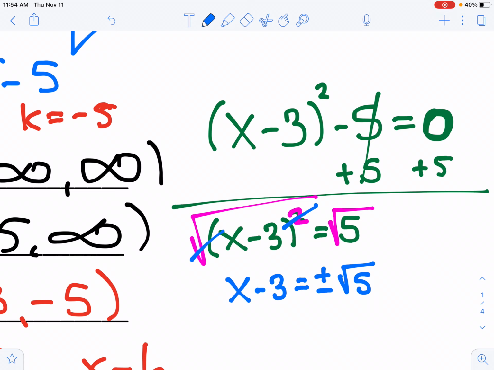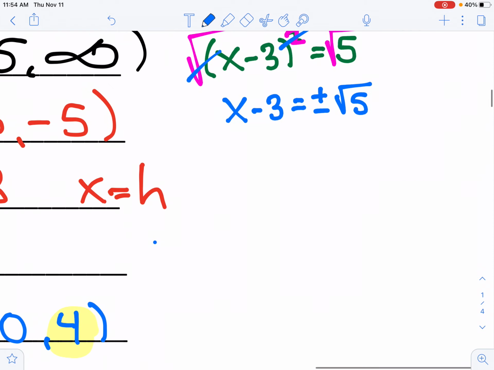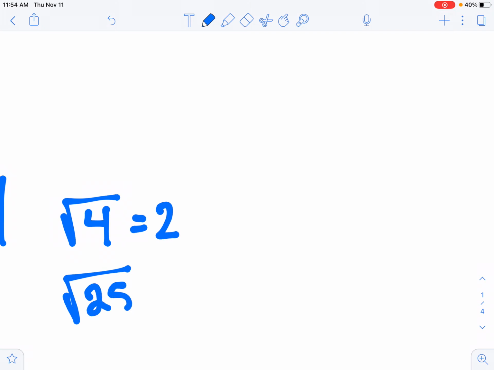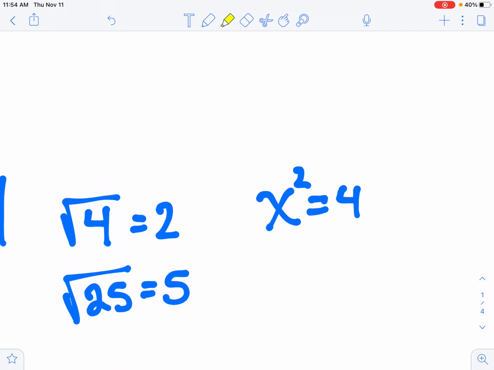And so in class we did a big discussion, but the idea is this. In elementary school, if I said, what's the square root of 4? Or what number times itself makes 4, you would say 2. Or what's the square root of 25? You would say 5. But now we're in high school, we write it in a more sophisticated way. We say x squared equals 4. Or again, what number times itself makes 4?